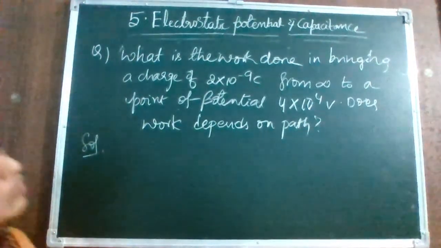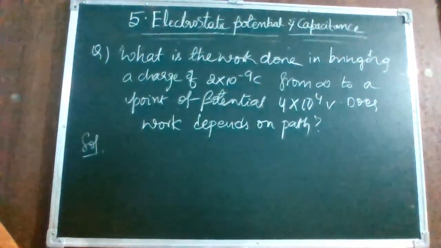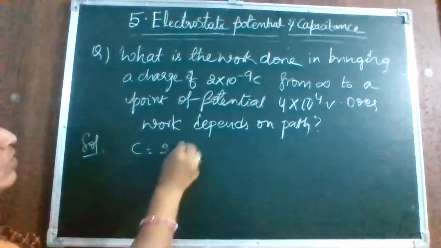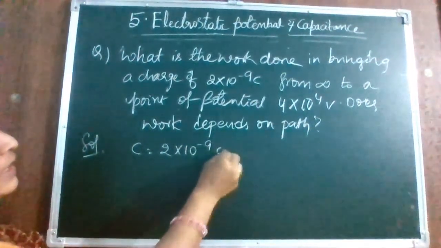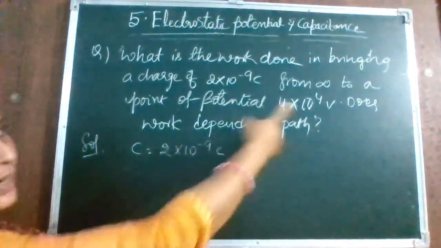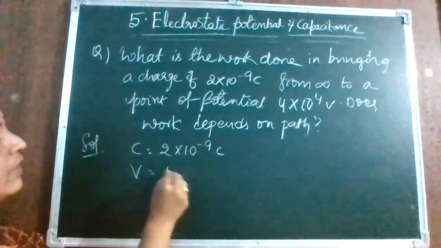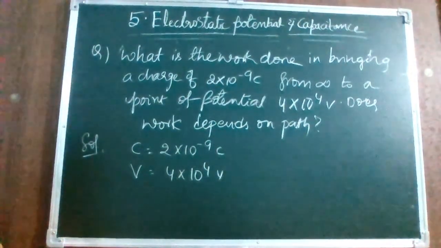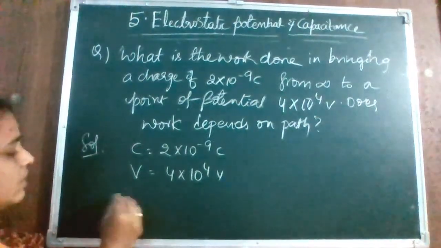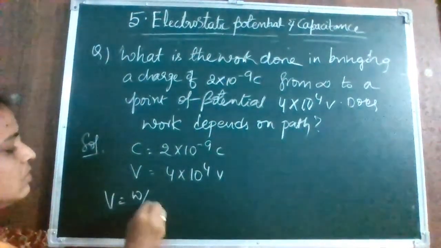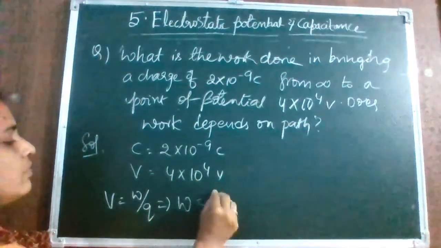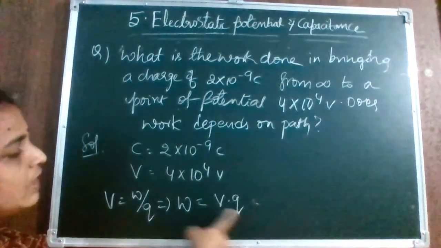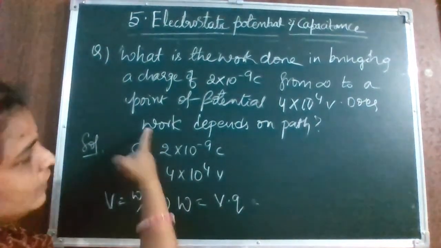Next question is, what is the work done in bringing a charge he has given? How much charge has he given? 2 into 10 to the power of minus 9 coulombs. From infinity to a point of potential V he has given, 4 into 10 to the power of 4 volts. And what has he asked? Work done. So we have the direct formula: work is V into Q. By substituting the values of V and Q, we can get the value for the work.